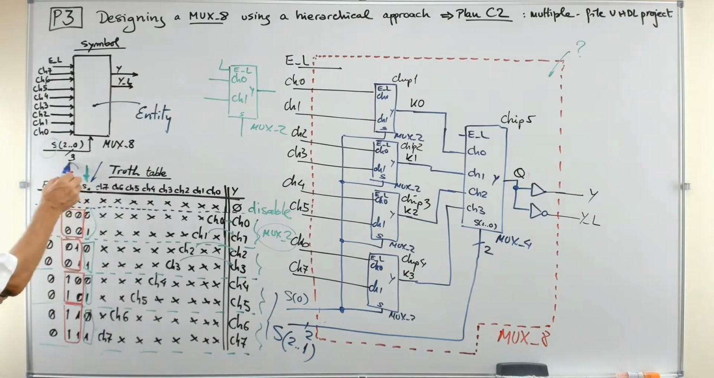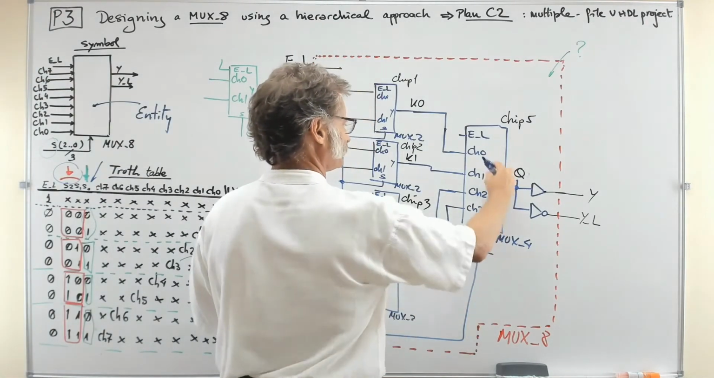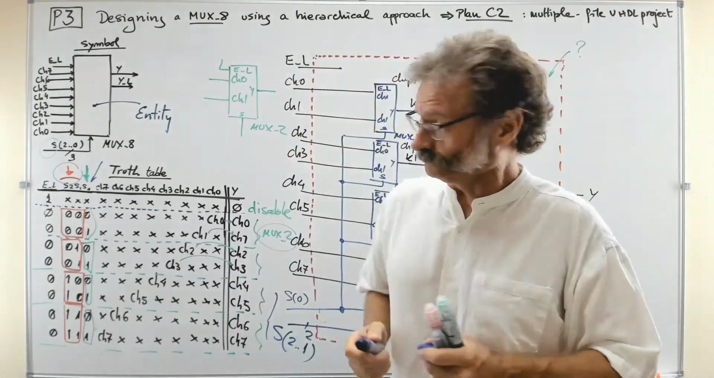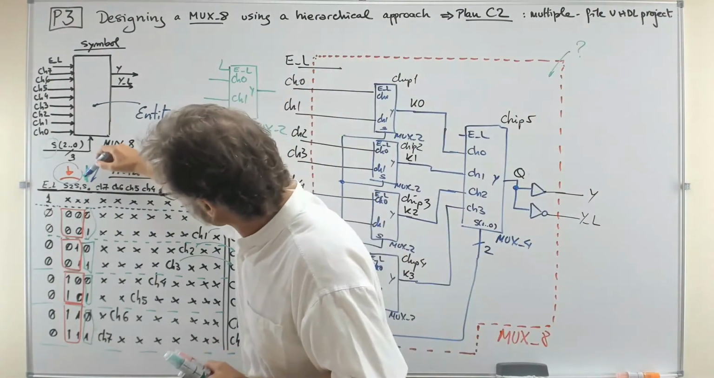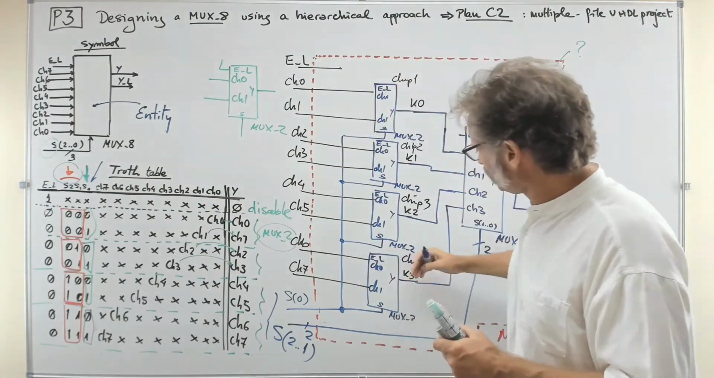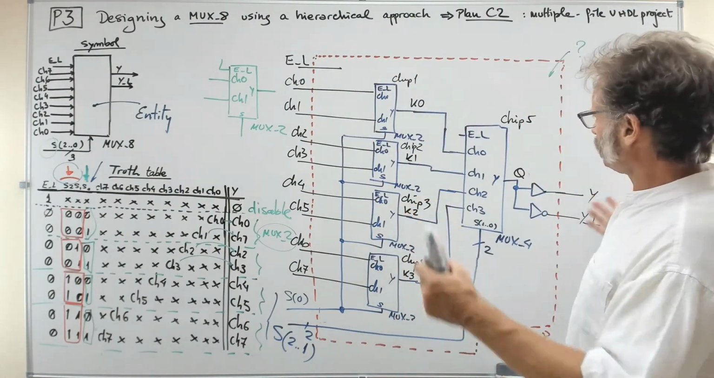The 2 more significant wires are for selecting the key 0, key 1, key 2, key 3 wires. Okay, and the other one, the less significant selector bit S0, is for selecting in this previous stage between 2 channels. So that's a possible situation.